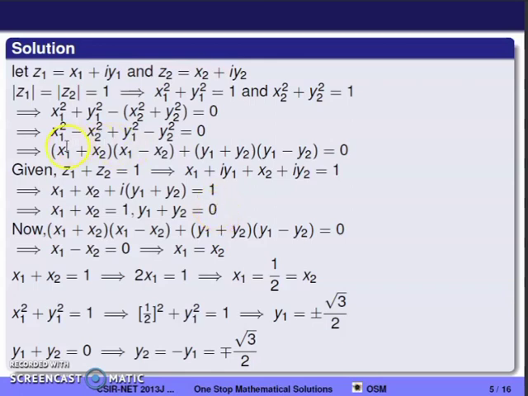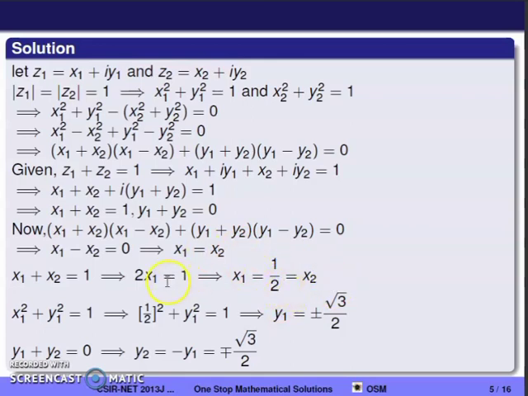So now come to this equation. From this equation, I am substituting x1 plus x2 as 1 and y1 plus y2 as 0. So we'll get x1 minus x2 equal to 0, which implies x1 is equal to x2. And we already got x1 plus x2 equal to 1 and x1 equal to x2. Now I am substituting in that equation, so we'll get 2x1 is equal to 1. So x1 is 1 by 2. So x1 and x2 are both equal: x1 equal to 1 by 2 and x2 equal to 1 by 2.